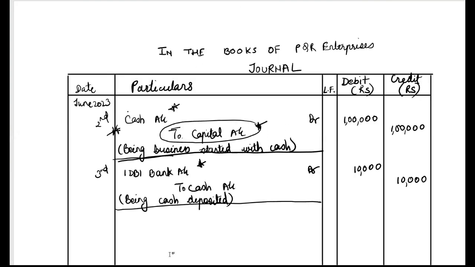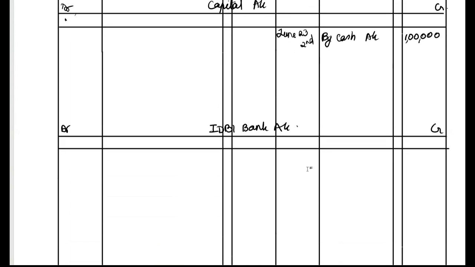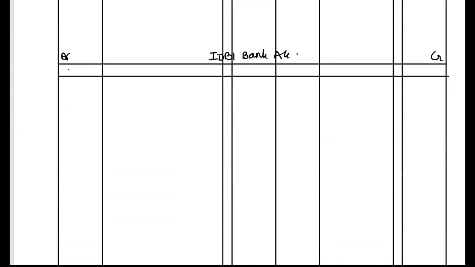Now I move ahead to the second journal entry. The second journal entry says IDBI bank account is debit and cash account is credit. So on June 3rd, what is happening? IDBI bank account is getting debited. So go to the IDBI bank account debit side. Okay, this is my debit side. Date, particulars, I'm writing just for your information so that you don't get confused. Journal folio, amount, rupees, then again date, particulars, journal folio and amount. Okay.